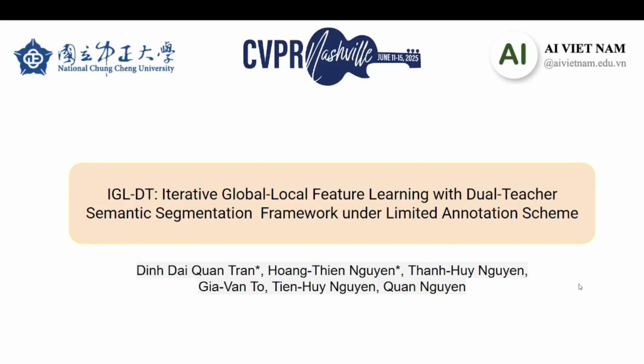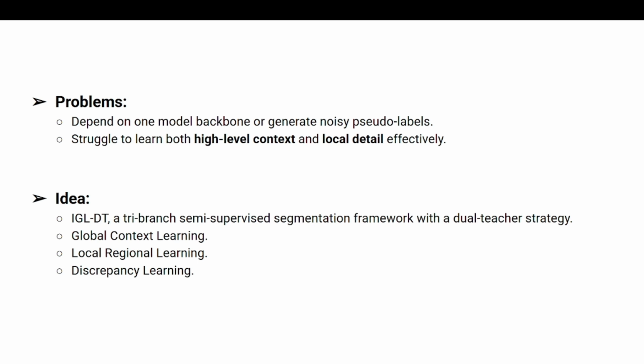I will present a framework called IGL-DT for solving the semi-supervised semantic segmentation problem. Semi-supervised semantic segmentation aims to improve performance using a small set of labeled images and a larger pool of unlabeled data. Current methods tend to depend on one model backbone or generate noisy pseudo-labels.